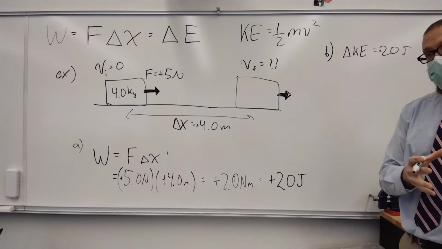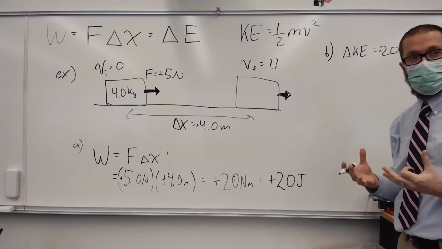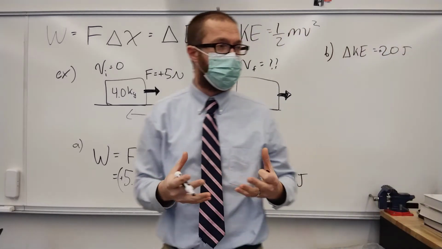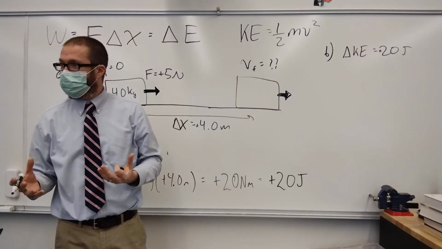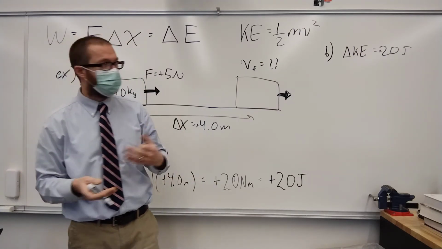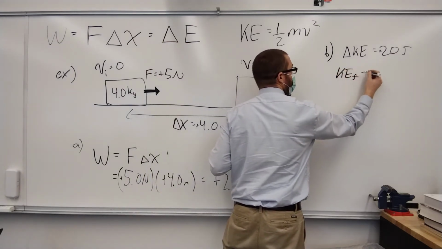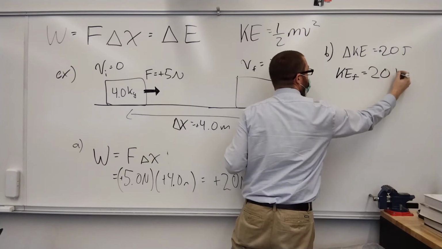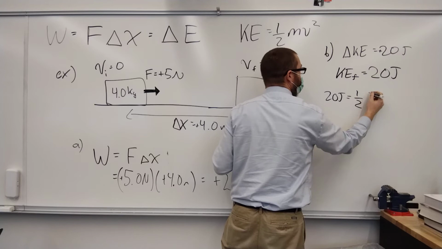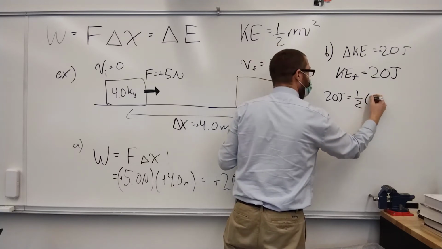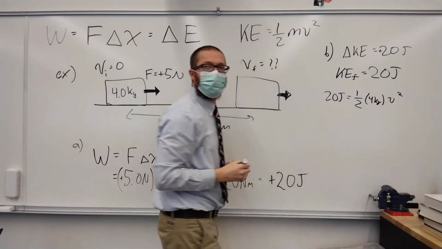So if it starts from rest, that means its final kinetic energy is going to have to be 20 joules. Right, the initial kinetic energy is 0, it gains 20, so the final kinetic energy has to equal 20 joules. So 20 joules has to equal 1/2 times the mass, 4 kilograms, times v squared.